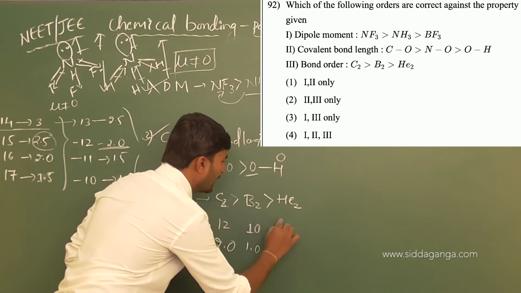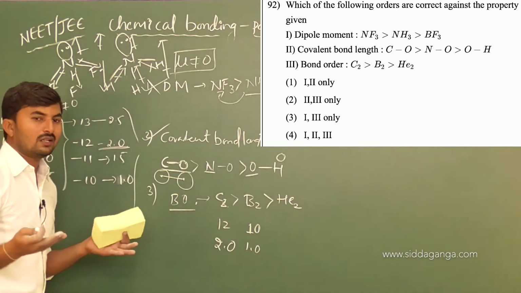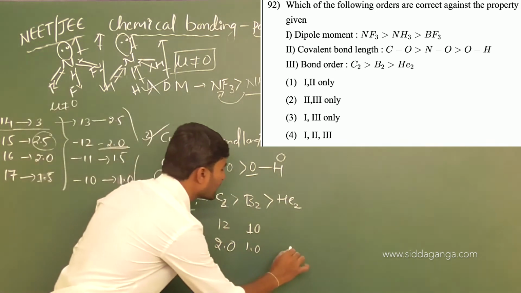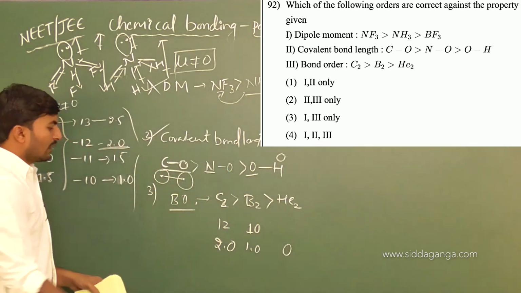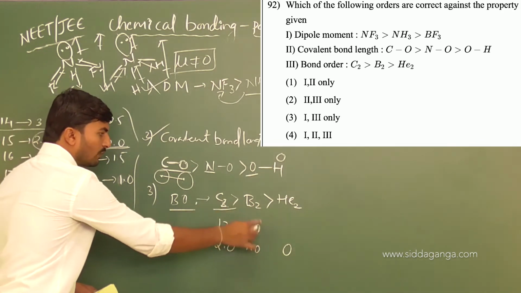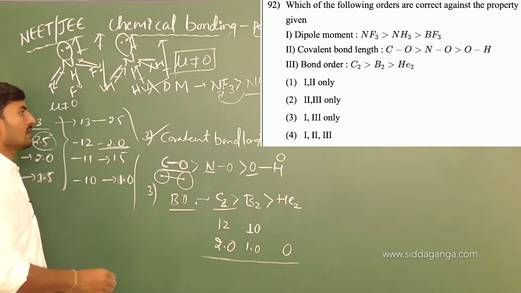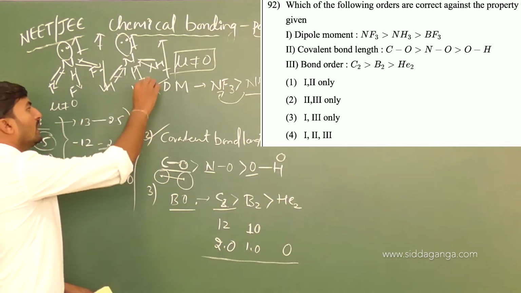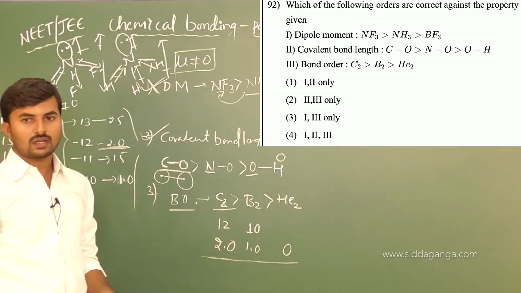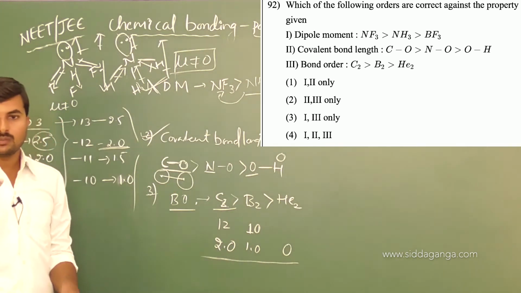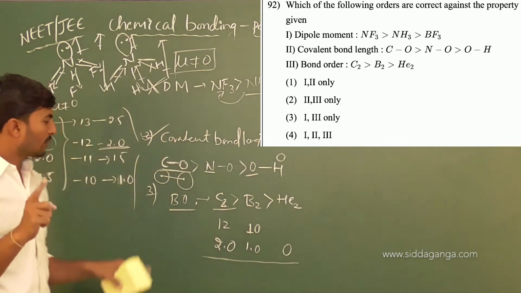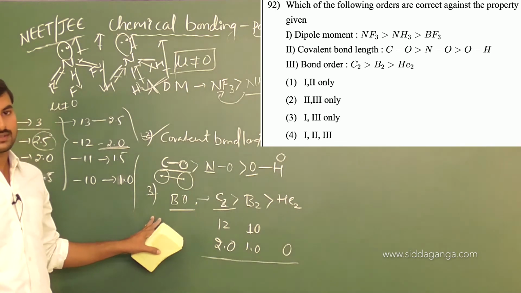1.0. Followed by helium-2 molecule. We already know that the molecule He2 does not exist because its bond order is 0. Bond order of C2 is greater than B2 is greater than He2. That means among the 3 options, the only wrong match is the first option, and the second and third will be the correct options. Option 2 will be the right one for this.